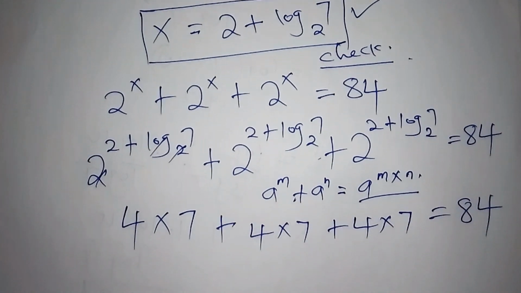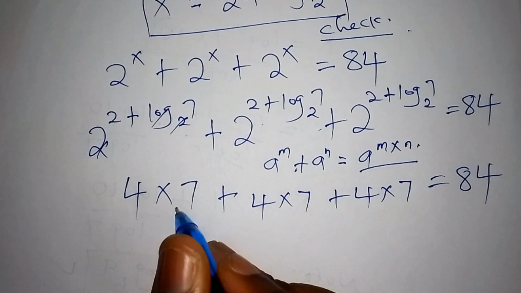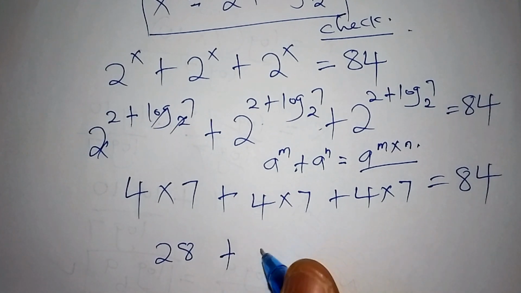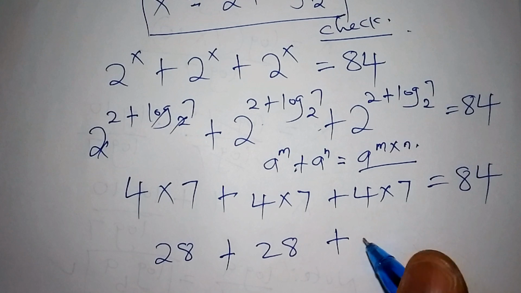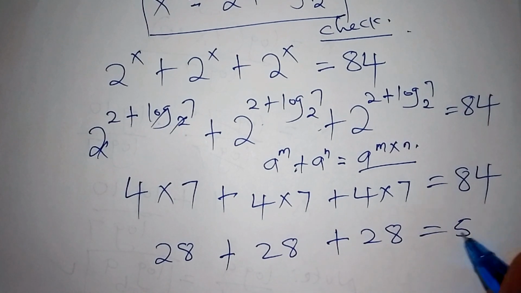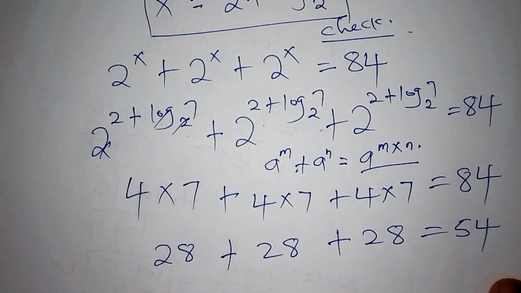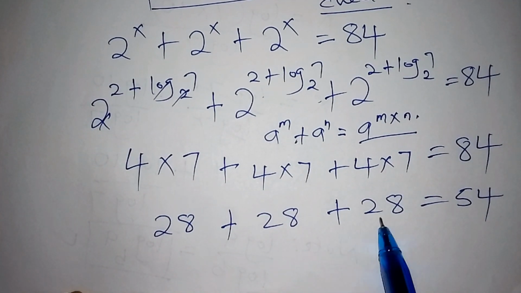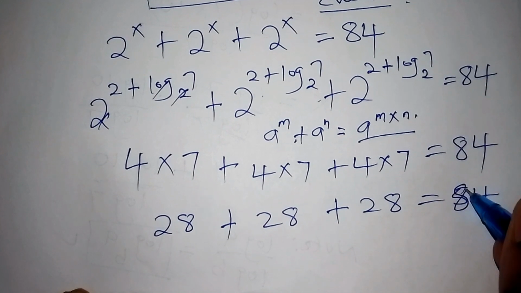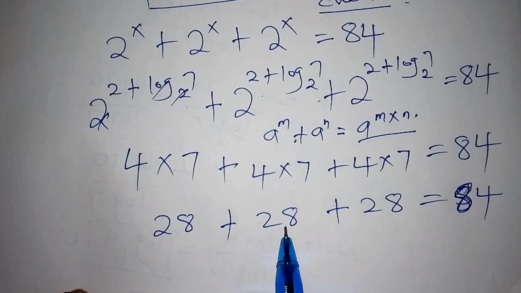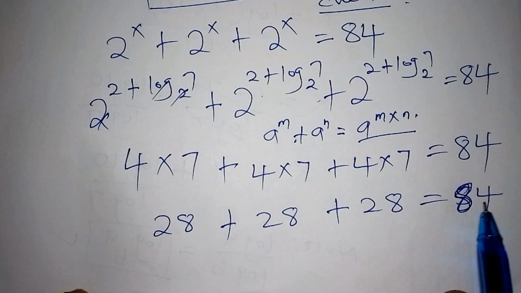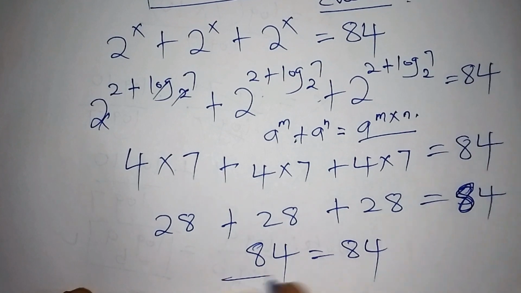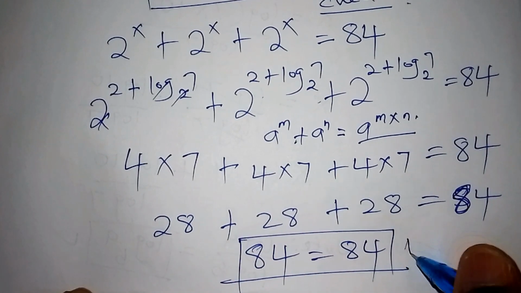So now we shall work this out and say that 4 times 7 is 28. So now we shall have 28 plus 4 times 7 is 28, plus 4 times 7 is 28, is equal to 54. Sorry, not 54 but 84. So 28 plus 28 is 56. 56 plus 28 is 84. So now we shall say that 84 is equal to 84. So that means our answer was correct.